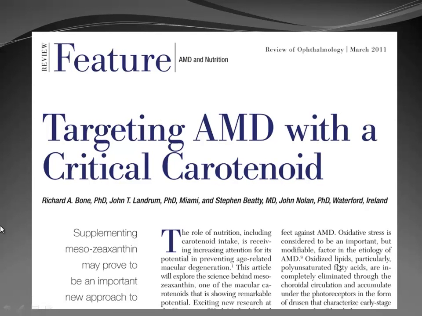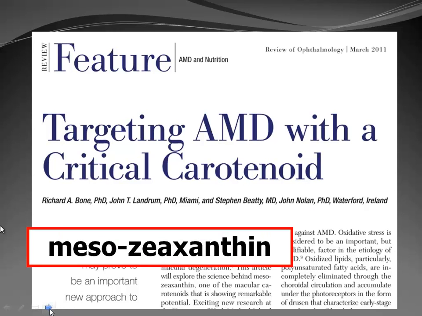He's sort of a biochemist in addition to being a retinal specialist, trained at Harvard, very smart guy. And he's one of the people that think that carotenoids are actually very, very important. But specifically, this article was published 4 weeks ago in the Review of Ophthalmology, March 2010, and it says targeting AMD with a critical carotenoid. It was by Bone, Landrum, Beatty, and Nolan. These are the 4 leading people in the world in macular protective pigment. And what they're saying is there's a critical carotenoid, and they're saying the critical carotenoid is mesozeaxanthin.